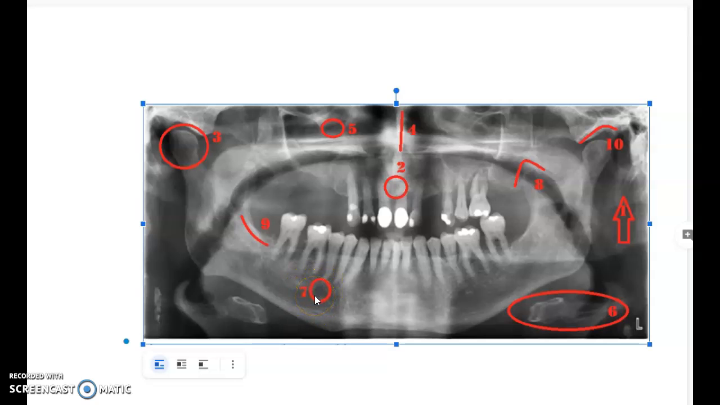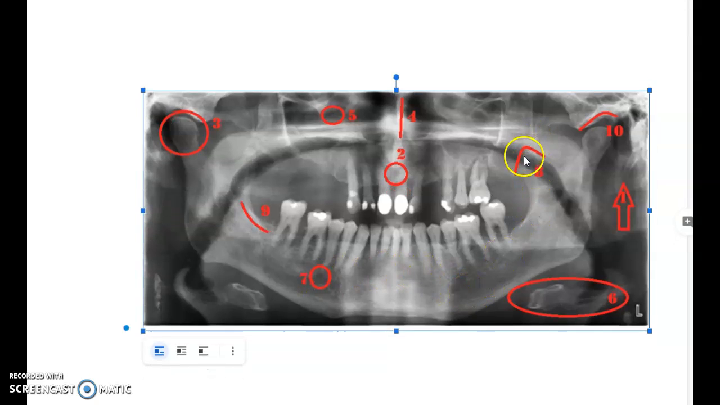Okay, we're going to move to number eight, the coronoid process, which is right there. So you can see there's a little angle there. So it's a triangular shaped radio opacity seen as extension of the anterior border of the mandible. That's the coronoid process, number eight.